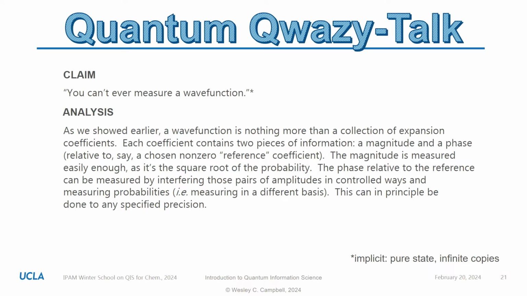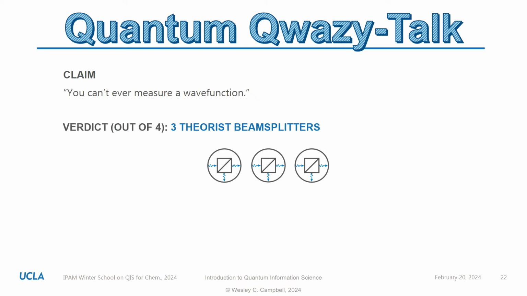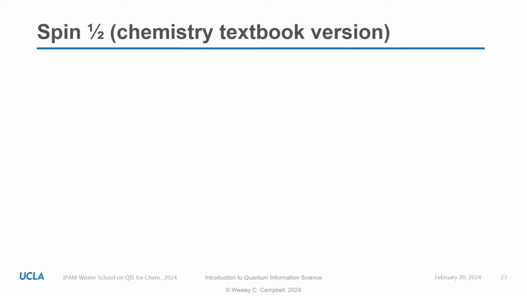No problem. You can measure those coefficients. You can measure their phases. That is what a wave function is. You can measure it. So I'm going to give that 3 theorist beam splitters. There's a little bit of truth in it. A wave function is not necessarily an observable, but for the most part, I say that's bunk. We can do this.